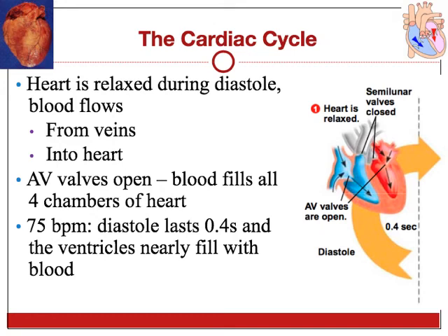So we have two main parts of the cardiac cycle. We have diastole, and you can think of diastole, it's kind of complicated, but you can think of it as when the heart is relaxed. When the heart's relaxed, the AV valves are open, so the tricuspid and bicuspid valves are open, and blood is flowing from the veins into the heart. And at this point, all four chambers are filling up. The atria fill up all the way, but the ventricles only nearly fill up.